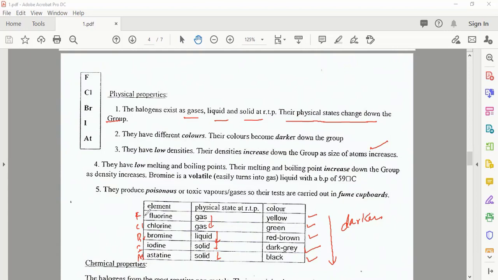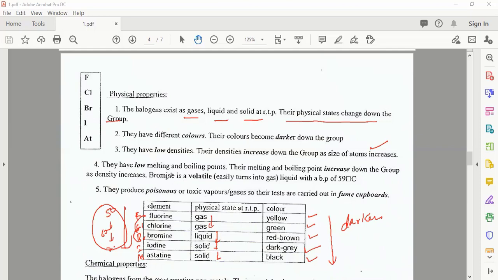So it means that fluorine has less density as compared to chlorine, then chlorine has less compared to bromine. Number 4, they have low melting and boiling points. Their melting and boiling points increase as you go down the group. Let's say fluorine has 50, then maybe chlorine has 60, then bromine has 70.